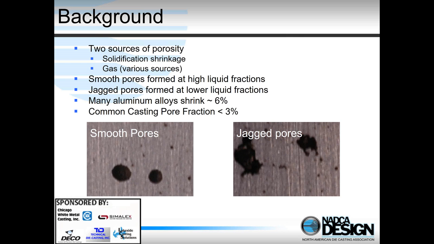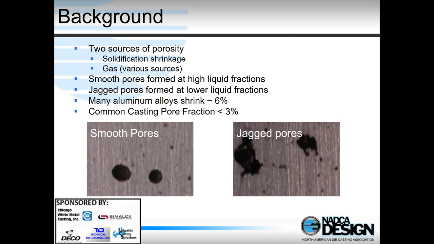The other source is gas, and as we will talk about in a minute, there are various sources of gas porosity in all sorts of castings, and certainly in die castings too. Now, there are 2 types of pores that you can get. On the left-hand side, we're showing a pore. These are the black things here with the smooth surface, and generally those pores are formed at high fractions when there's lots of liquid around, and then we get the jagged pores shown on the right-hand side, and generally these are formed at lower liquid fractions.